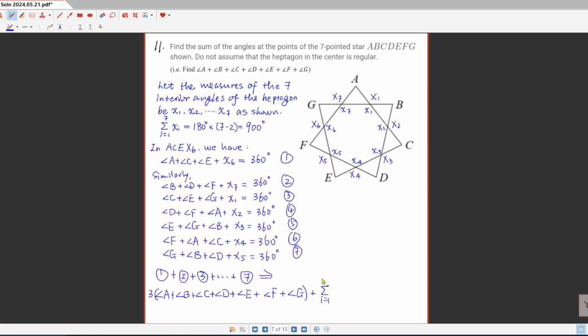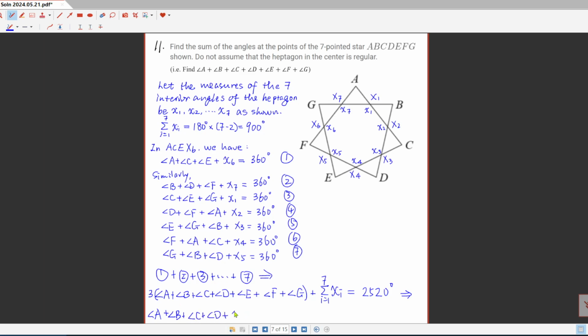Okay, I'll use this notation here: the sum for i from 1 to 7 of xi. And the right side is just 360 degrees times 7, because we have 7 equations, which becomes 2520 degrees, right?